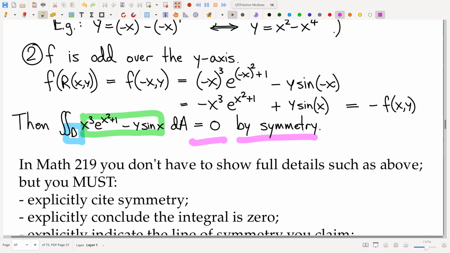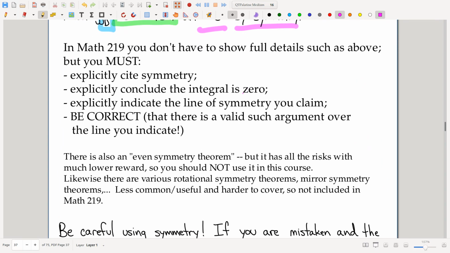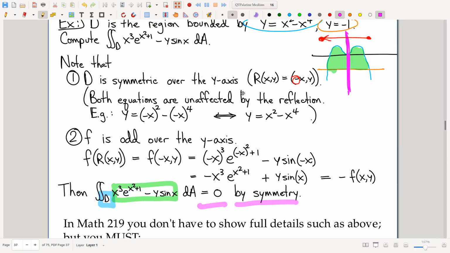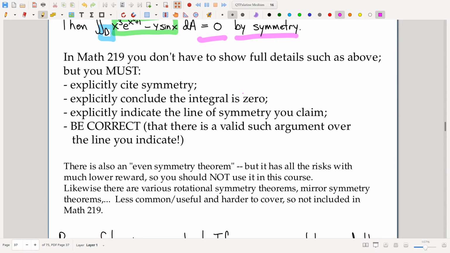Is that cool? Okay, so now just to be clear on what your rules are, if you want to use symmetry in this course, you don't have to show all the algebra. I showed a bunch of algebra here just in case students wanted to, if you don't believe my sort of hand waving assertions there. If you want to see some tighter algebra, there it is for your possible interest. What you do have to do though, you do have to explicitly cite symmetry. You got to say symmetry if you're using symmetry.